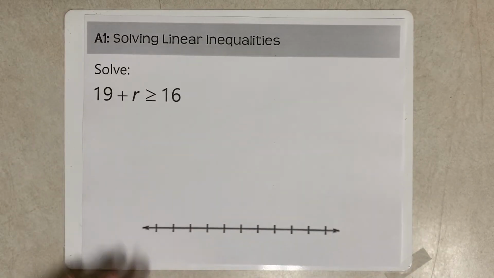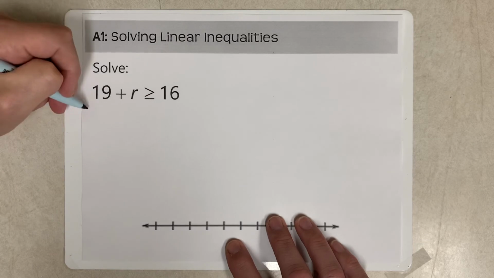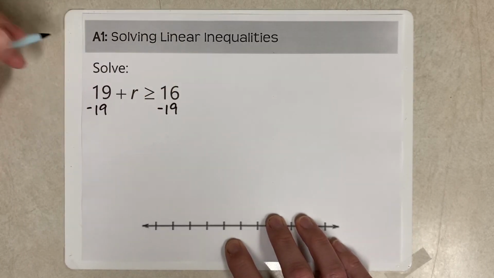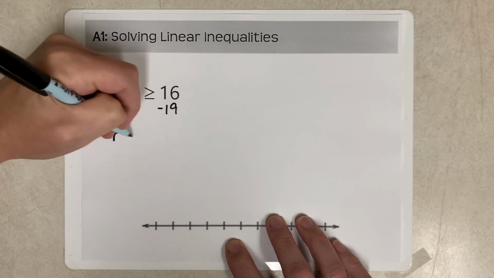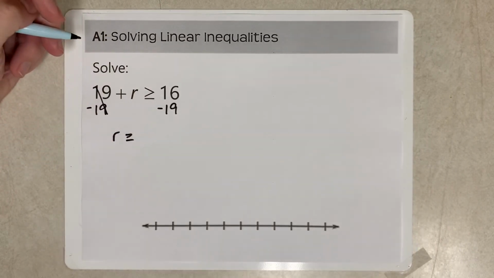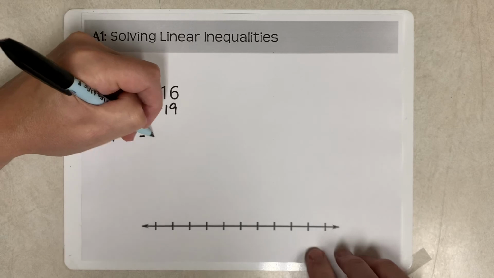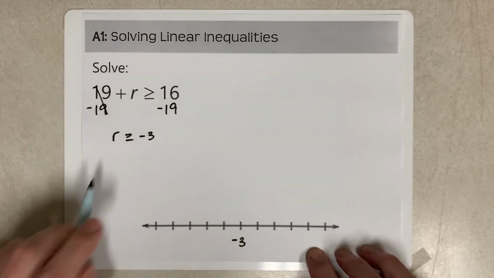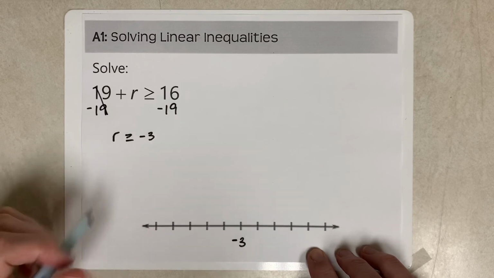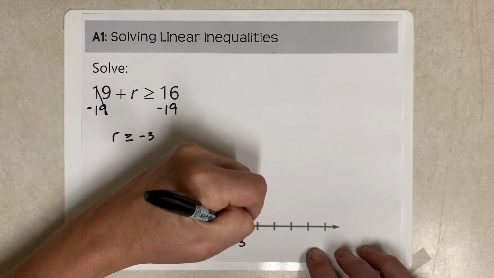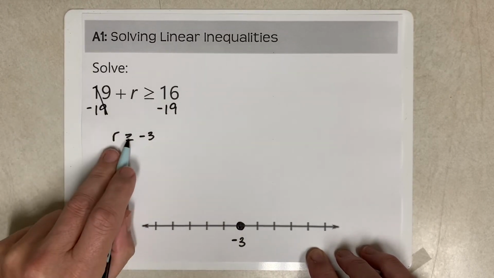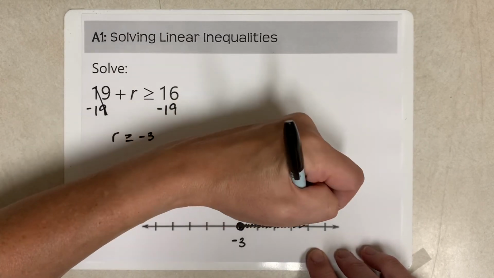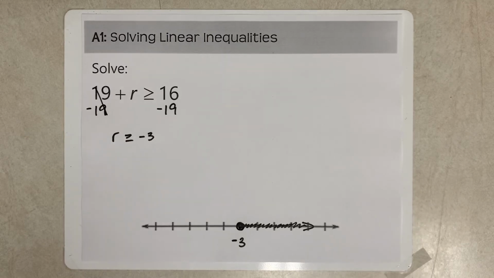Okay, this one looks like another one step. I would just subtract 19, and you get r is greater than or equal to 16 take away 19, which would be -3. And so I just need to see -3 right there. It is greater than or equal to, so I am going to use a closed circle, and I'm going to shade to the right, like this. And a big arrow at the end.